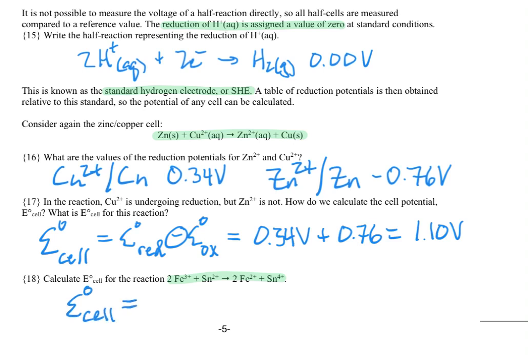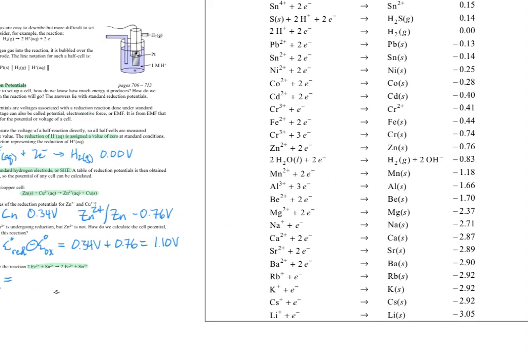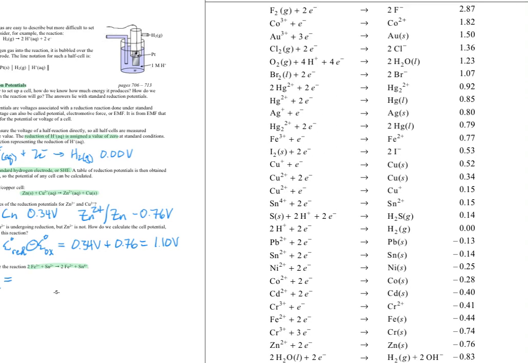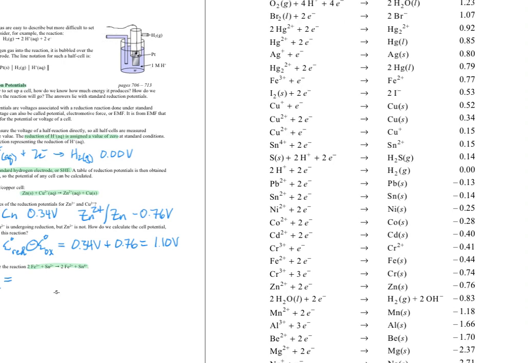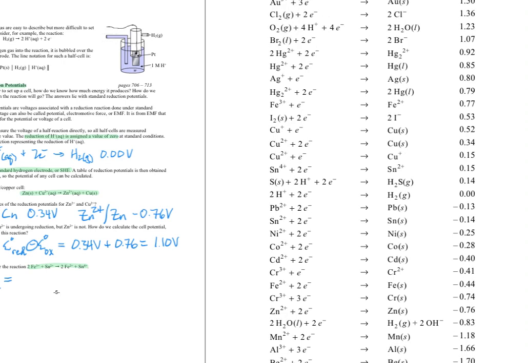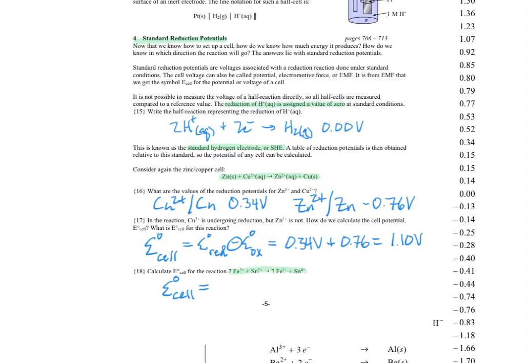I'm going to look up the iron 3 to iron 2 reduction. Okay, so let's go ahead and find that on the chart. Iron 3 to iron 2. Where are you? All right, there's iron 2. There's iron 3. It's right here. Iron 3 to iron 2. That has a potential of 0.77 volts. So let's go ahead and move that value over to our calculation.